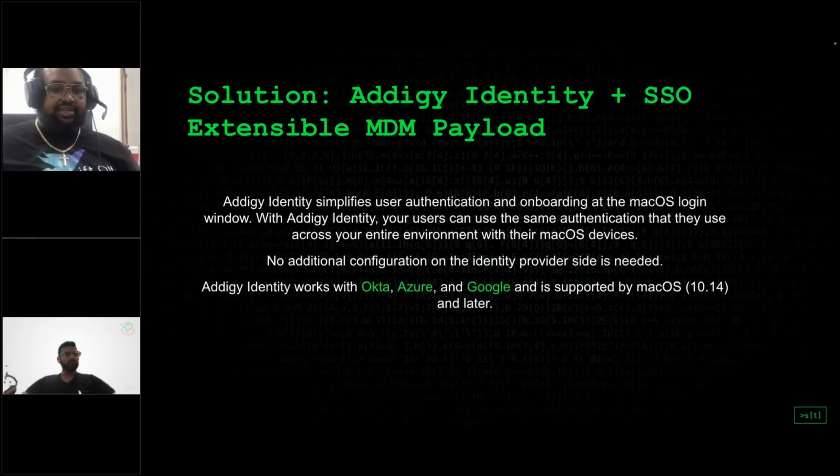Currently, Identity supports the following IDPs: Okta, Azure, and Google. And as far as macOS versions go, you can use Identity on macOS 10.14, which is Mojave, and above.